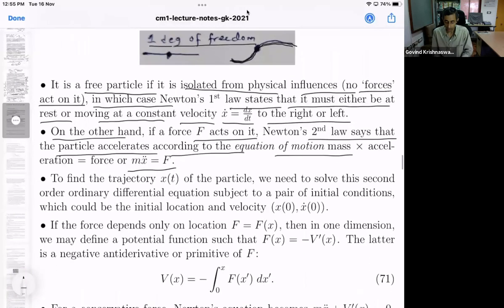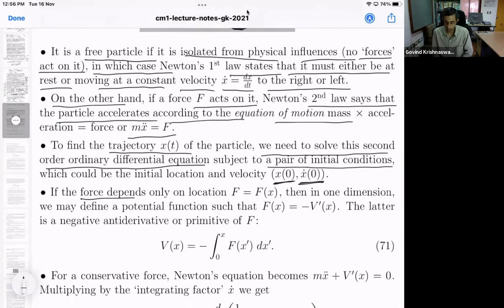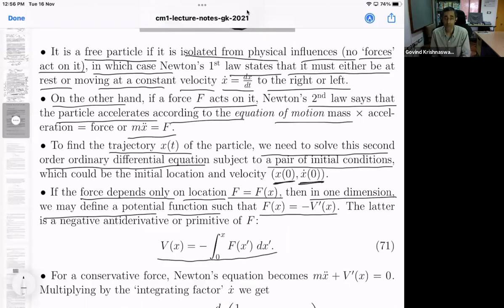Now, to find the trajectory of the particle, we need to solve this second order differential equation subject to a pair of initial conditions. So these initial conditions could be taken as the initial position and the initial velocity. Now, if the force depends only on location, namely F is a function of x alone, then in one dimension, we may define a potential function such that F is equal to minus V prime of x, by the negative antiderivative or primitive of F. So it's an integral of F.